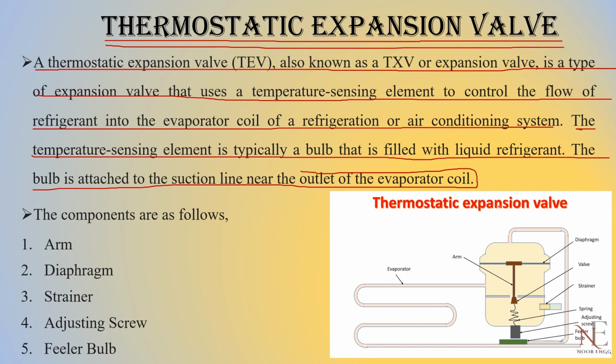These temperature sensing elements are always attached to the suction line near the outlet of the evaporator coil. But where is the suction line? It is the suction line of the compressor, and that is the outlet of the evaporator. Are you understanding the cycle now?